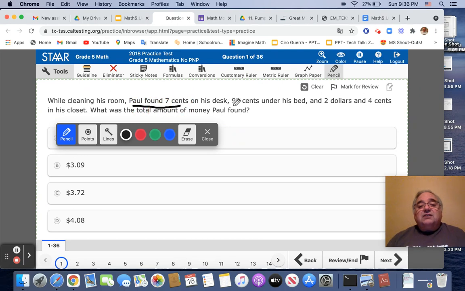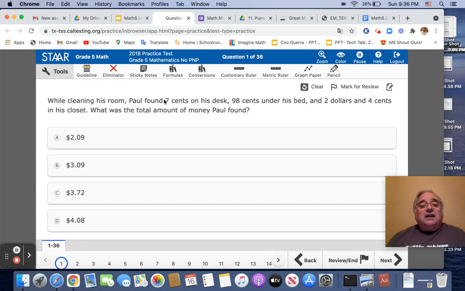Found 7 cents, what's important. Or if I don't want to use that, I can clear it out because I don't have the answer. Close out. I can go ahead and highlight. And how do I highlight? I do that. Get the highlight there. Highlight that. And highlight this right here.